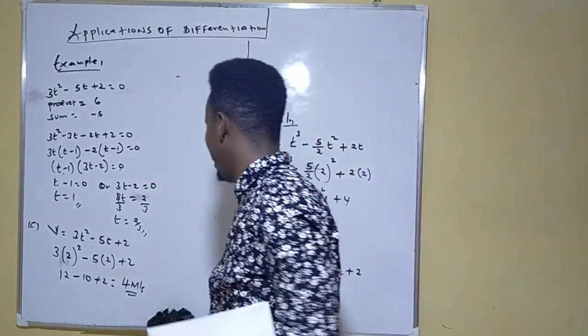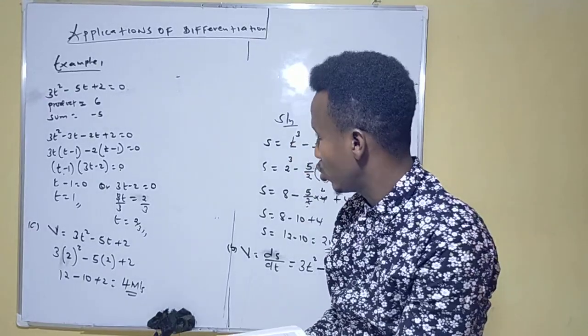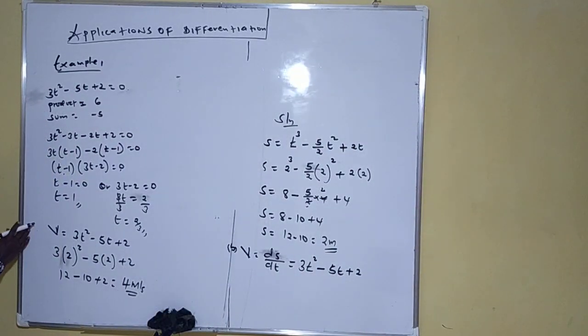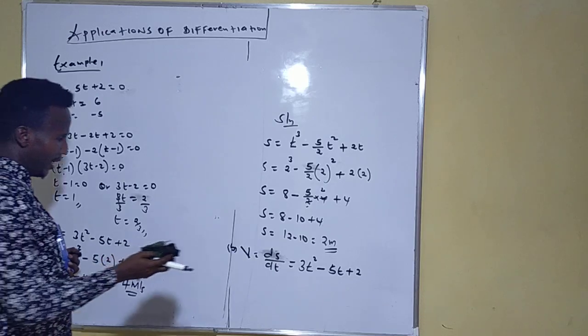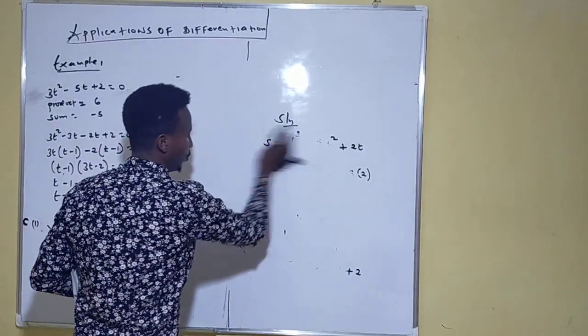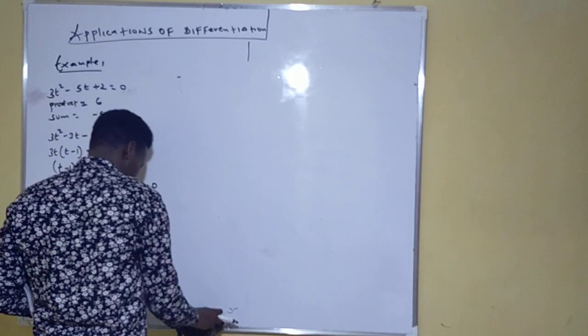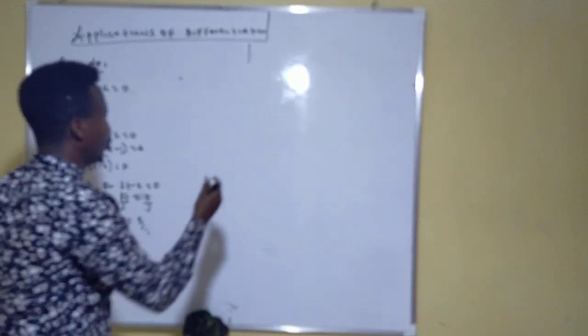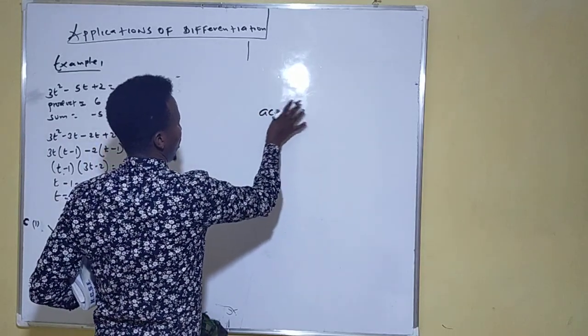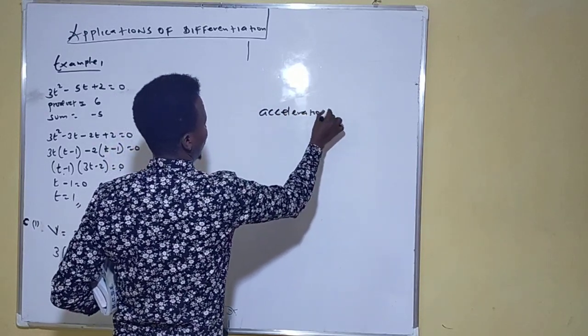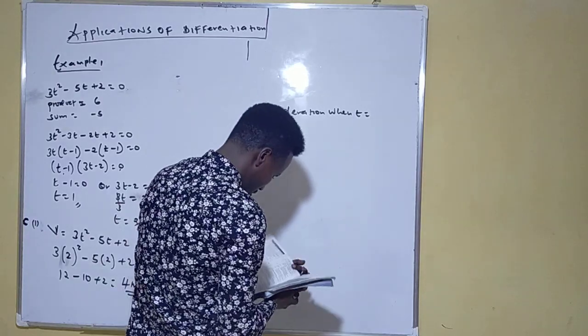Let me go ahead and see the last part, which is Roman 2. So this is question C Roman 1. Then if I move ahead and see the last part of this question, guys, it is asking for the acceleration when t is equal to 0.5.